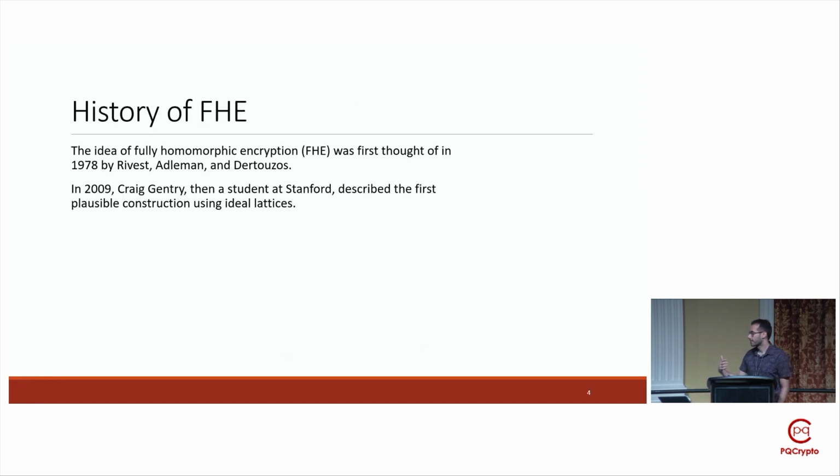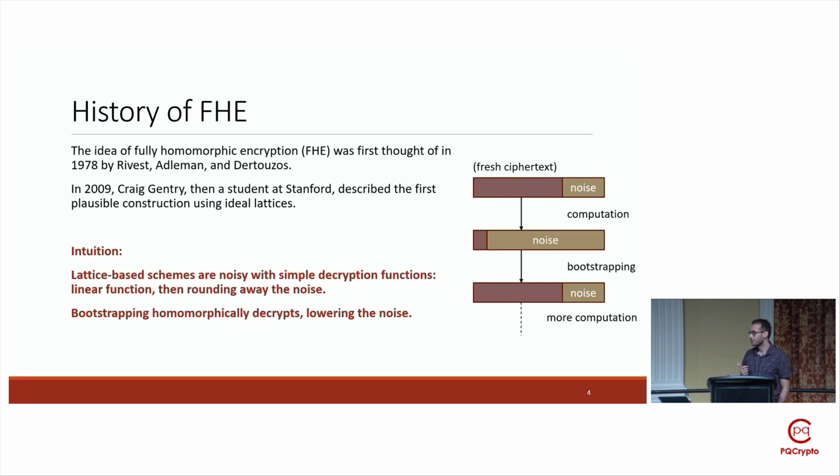So FHE was proposed as a challenge in the late 1970s, but it wasn't until 2009 when Craig Gentry, then a PhD student at Stanford, came up with the first plausible construction using ideal lattices. The intuition behind why lattice-based schemes are good for FHE is that these schemes are noisy, so there's some underlying noise value in the ciphertext. As we compute, this noise grows. But if the noise gets too large and wraps around, say, the ciphertext modulus, we can no longer properly decrypt. So we have to somehow homomorphically denoise the ciphertext.